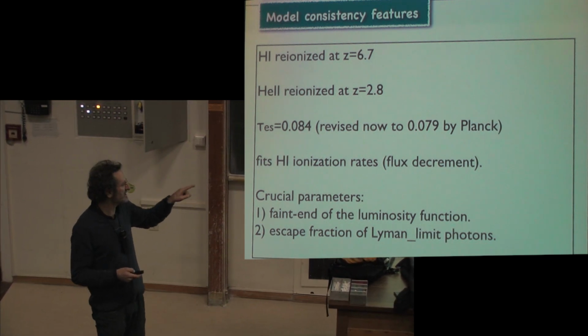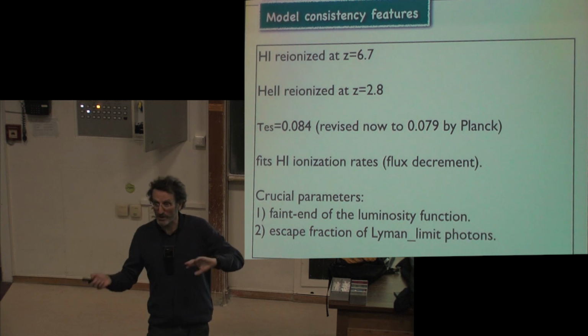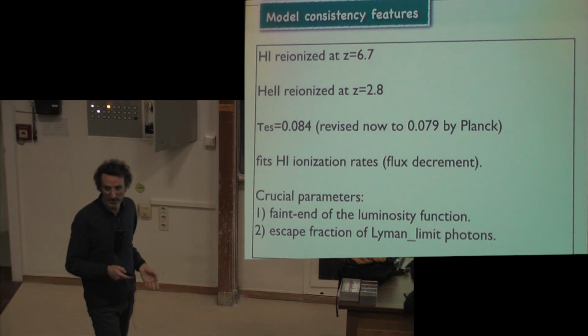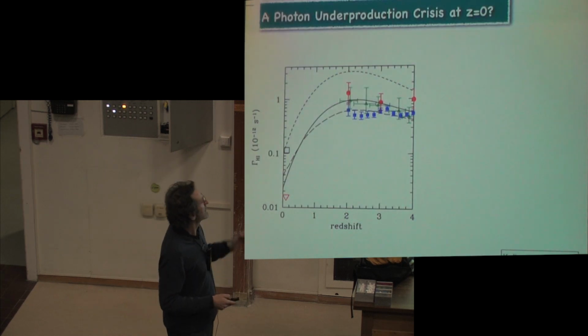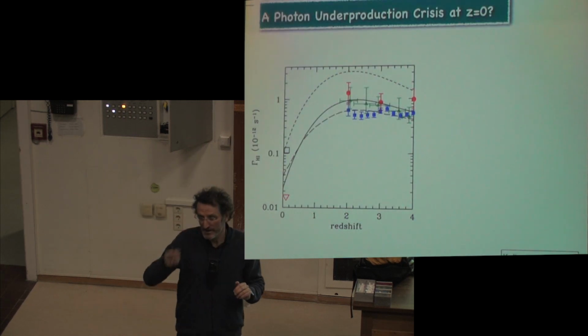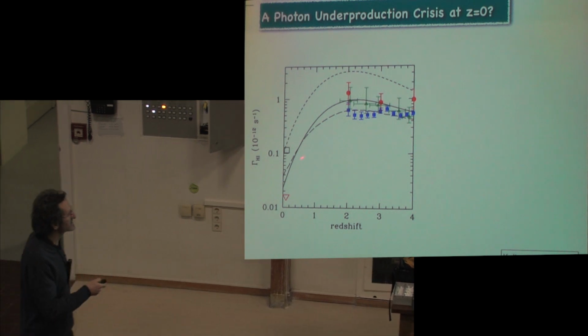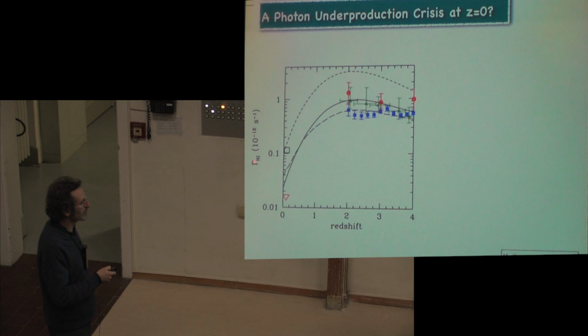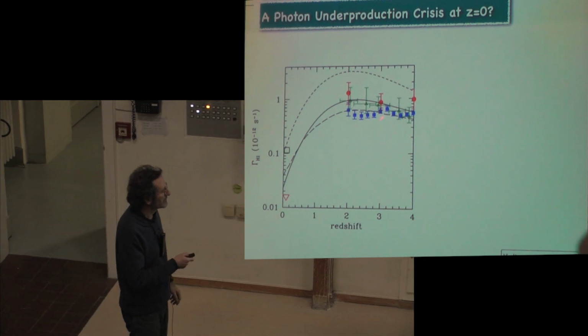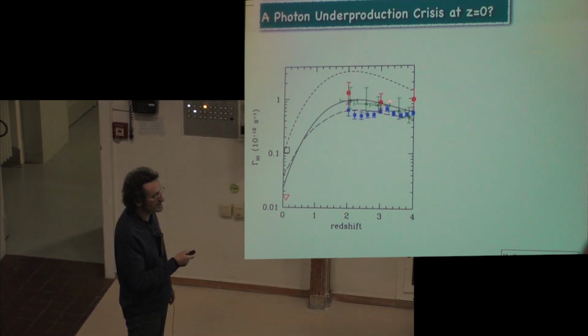Again, crucial parameters are the luminosity function, both for quasars and galaxies, and the escape fraction of the universe. Let me say a couple of issues. There are indications from the data on the ionising background, the H1 photoionization rate, between redshift 2 and 4. This is the model that I showed before.